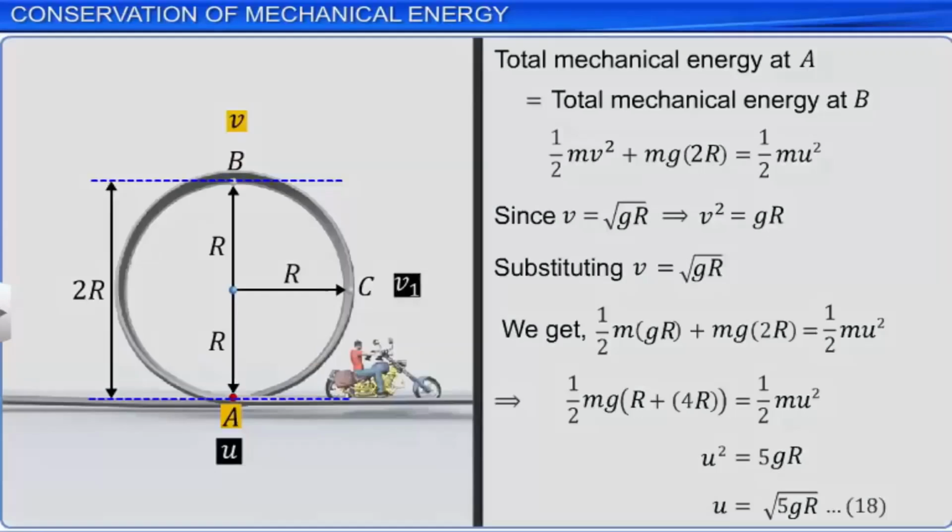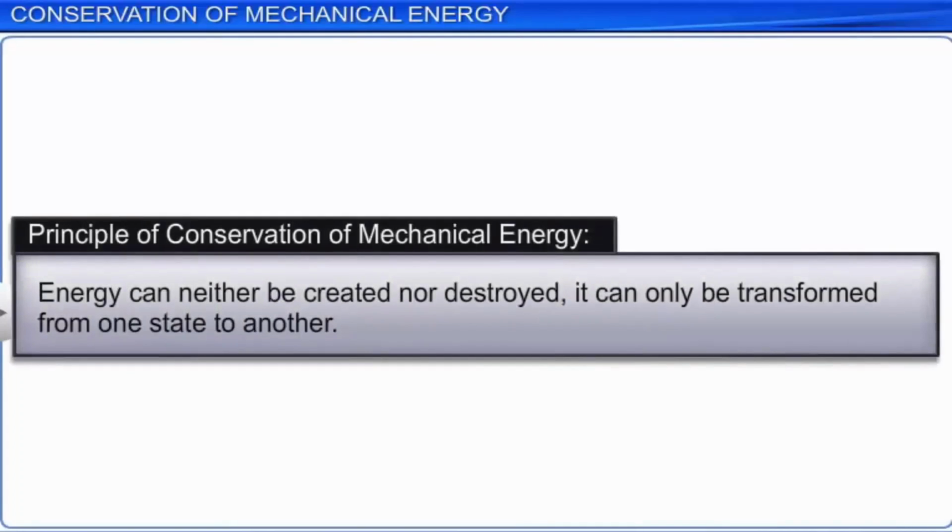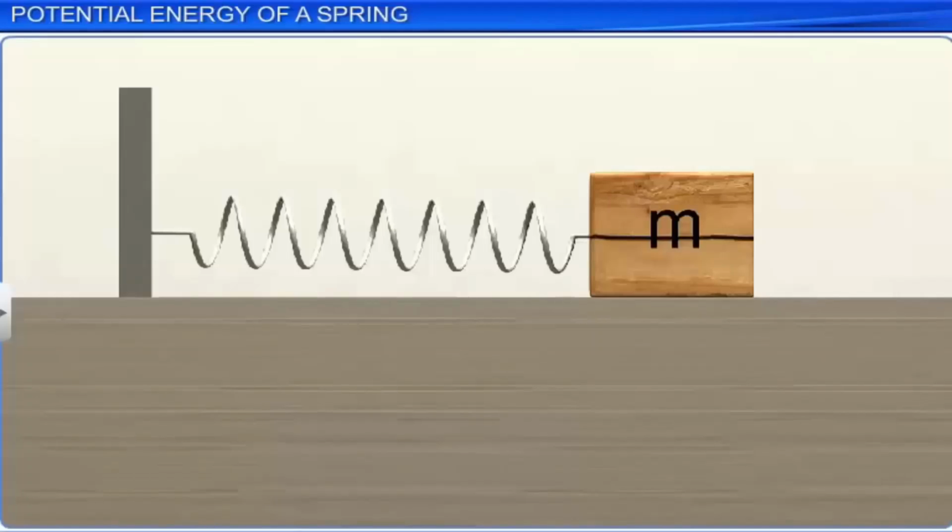Thus, from the earlier examples, we see that according to the principle of conservation of mechanical energy, energy can neither be created nor destroyed. It can only be transformed from one state to another. Consider a block attached to a spring placed on a smooth horizontal surface. The other end of the spring is attached to a rigid wall.